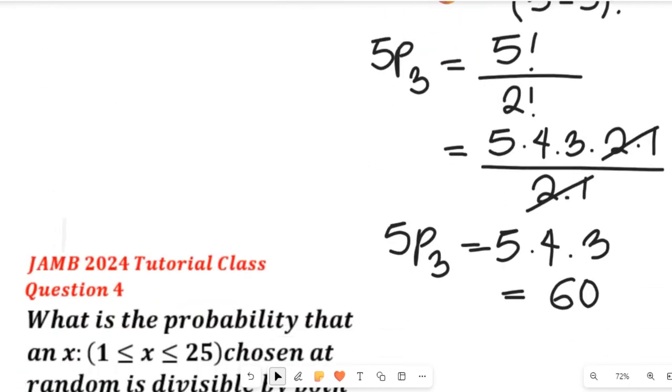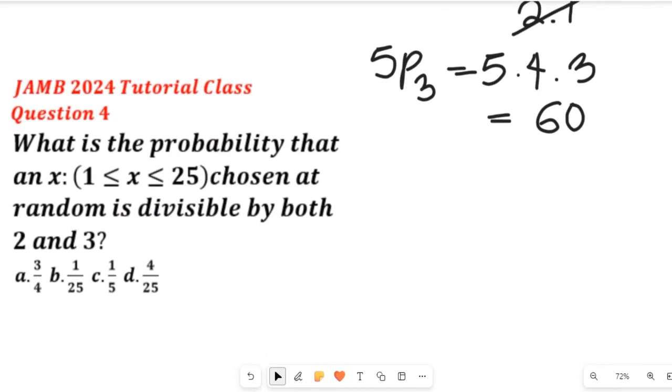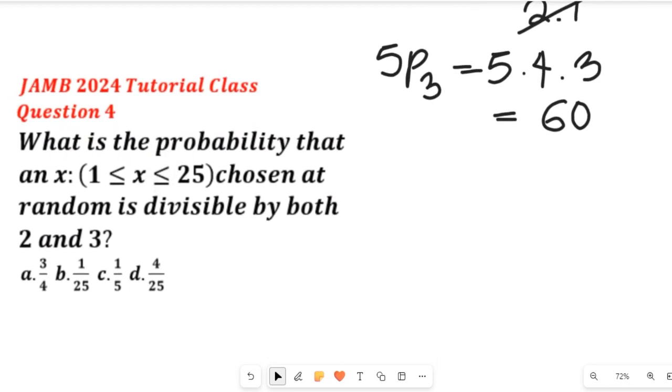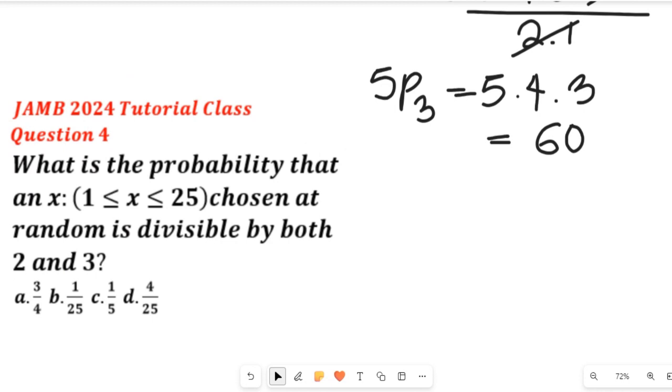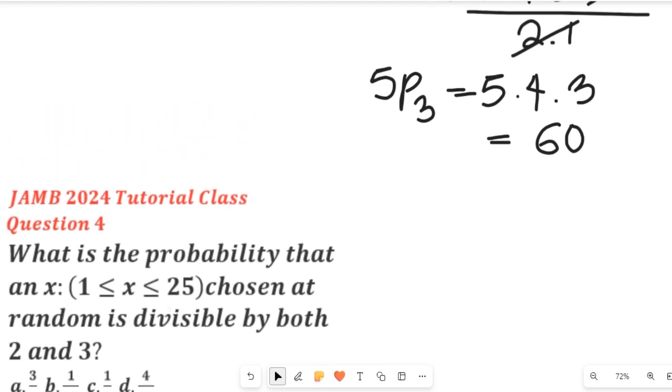The next question is on probability. And in that question, we are asked to find the probability that x is what?